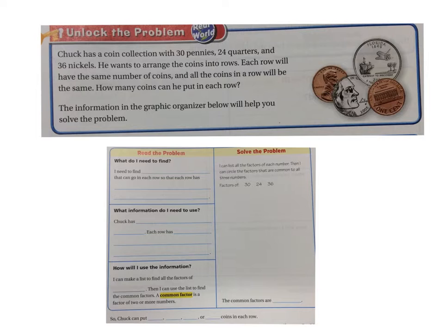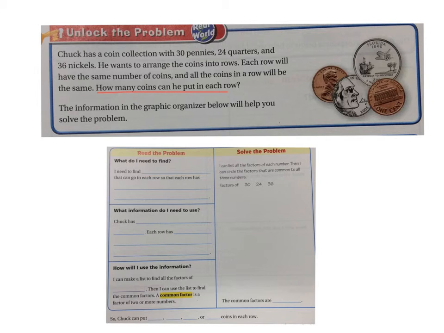Okay. Could he put 36 coins in each row? Why not? Because he only has 30 pennies and 24 quarters. Does that make sense? Okay. Could he put 24 quarters or 24 coins in each row? No, because then he'll have 6 pennies left over, and he won't have enough to make another row. Does that make sense?